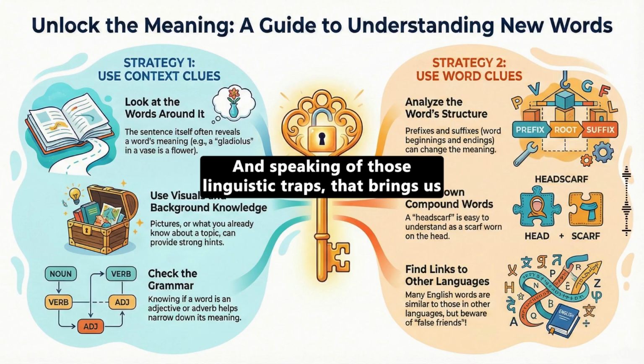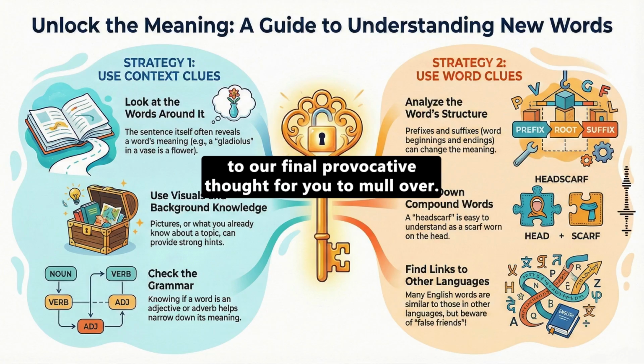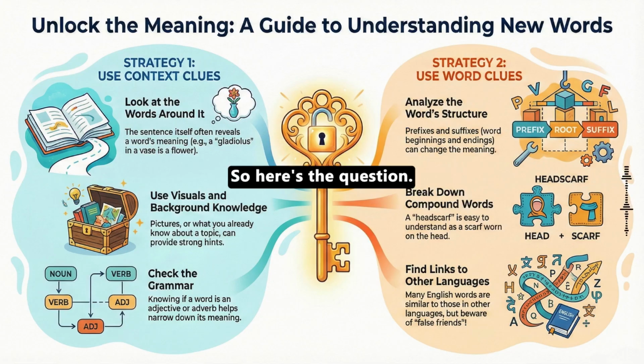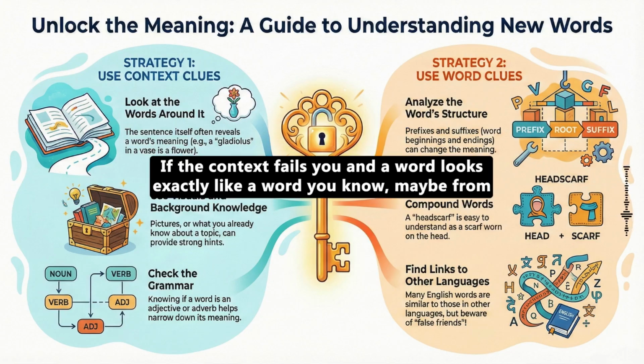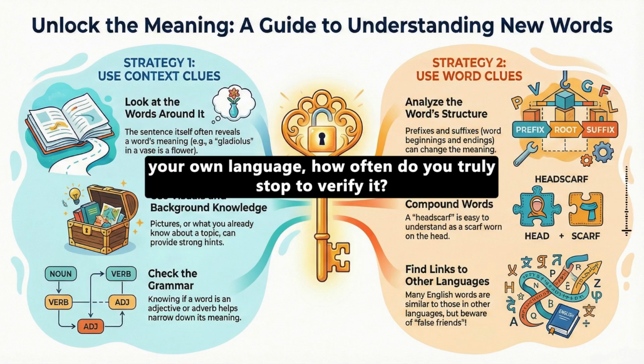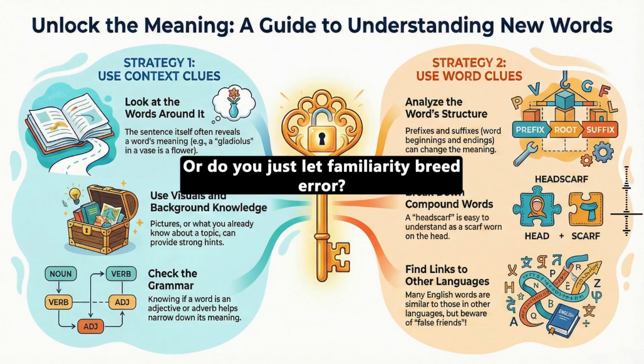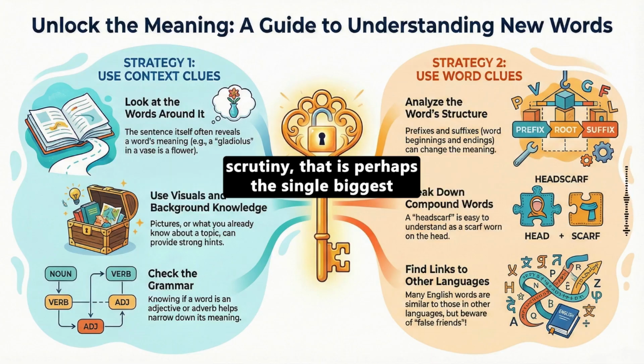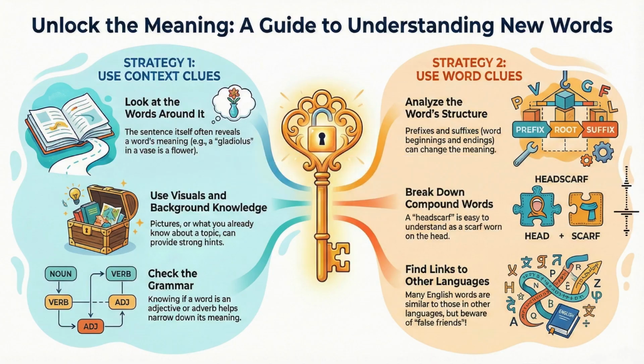And speaking of those linguistic traps, that brings us to our final provocative thought for you to mull over. We talked about the danger of false friends, like gift and gift. And how they expose our assumptions. So here's the question. If the context fails you, and a word looks exactly like a word you know, maybe from your own language, how often do you truly stop to verify it? Or do you just let familiarity breed error? That lack of verification, that moment where you choose assumption over critical scrutiny, that is perhaps the single biggest hidden pitfall in advanced language acquisition. Something to think about.